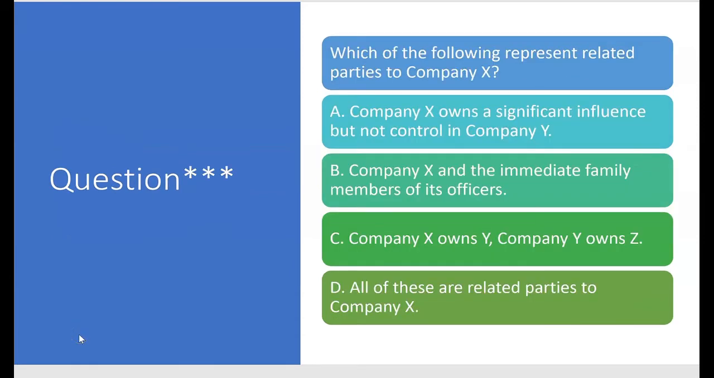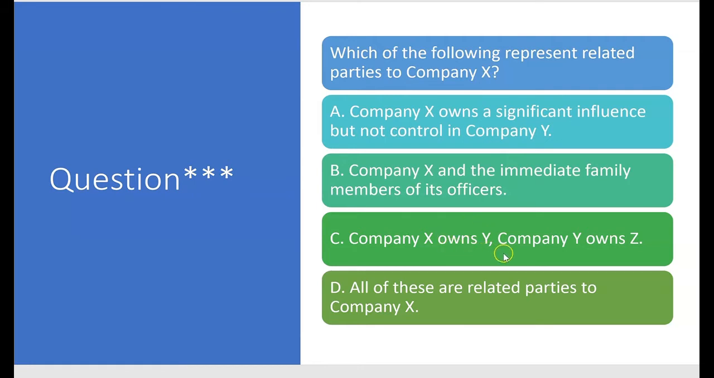So let's practice. Which of the following represents related parties to Company X? A. Company X owns a significant influence but not control in Company Y. Yeah, but with significant influence, they're still related parties. We're looking for related parties. So far, A is related, X and Y. But letter D says all of these are related parties to Company X, so why don't we go down to choice B? Company X and the immediate family members of its officers. Yes, they are related parties to Company X. So A and B so far.